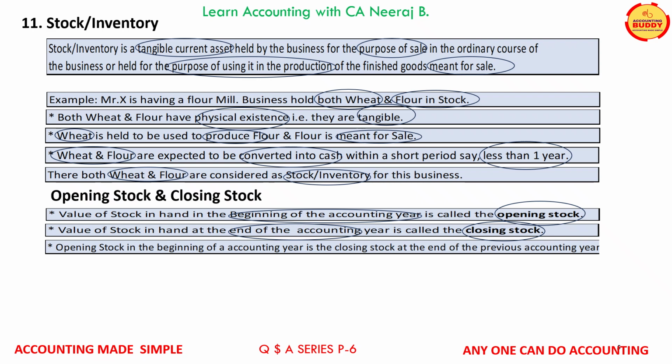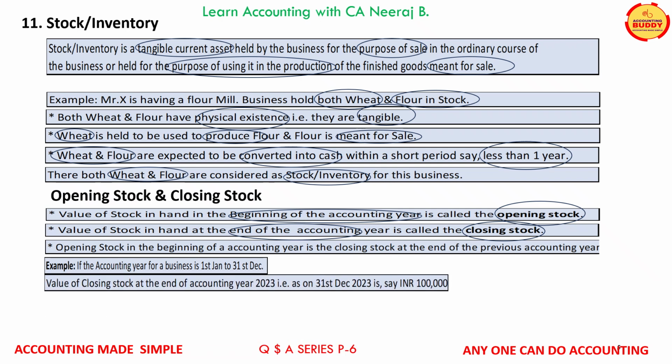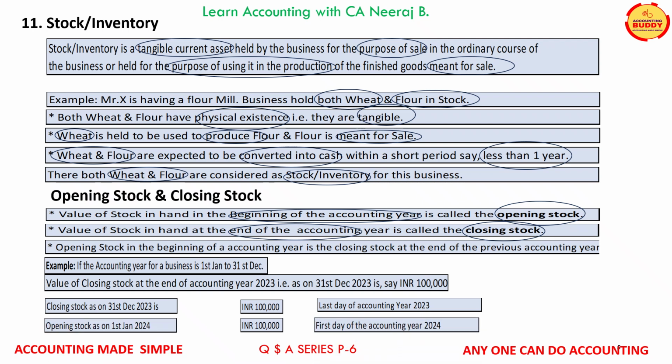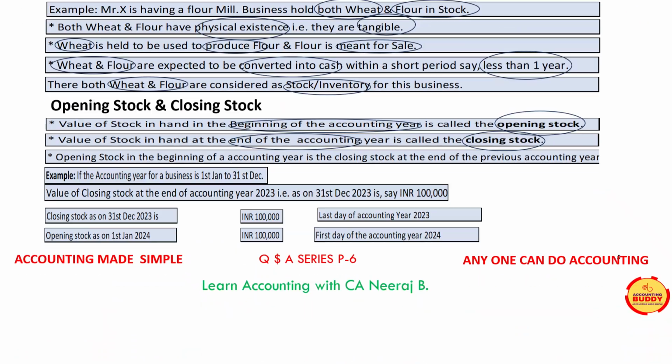Let us understand this with an example. Now, if the accounting year is from 1st January to 31st December and the value of the closing stock on the last day, that is 31st of December of the accounting year 2023 is say INR 100,000, the same INR 100,000 will be the opening stock of the first day, that is 1st January of the next accounting year, that is 2024.